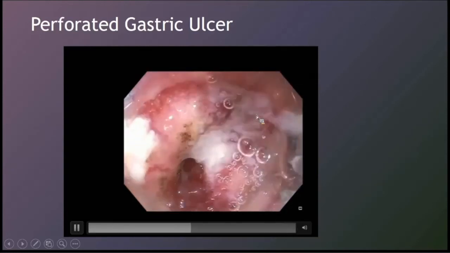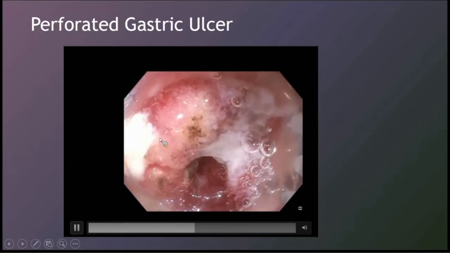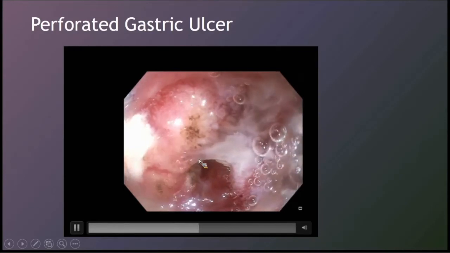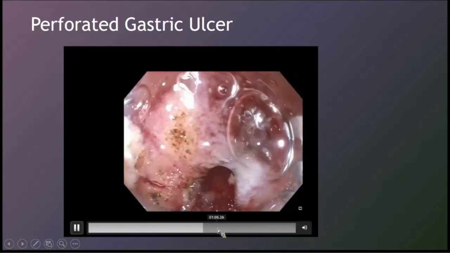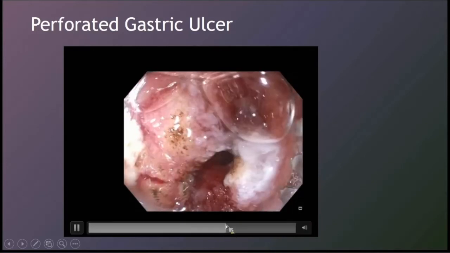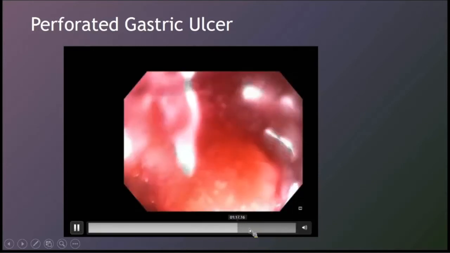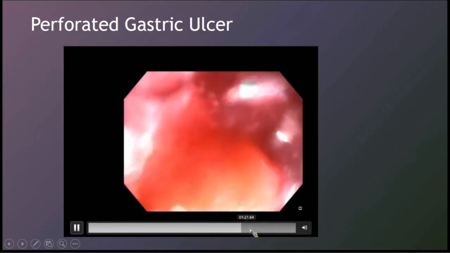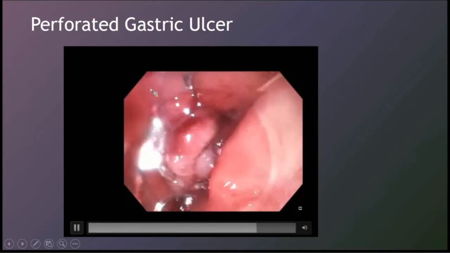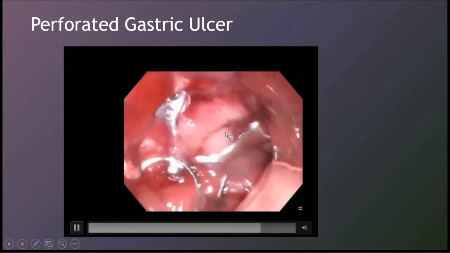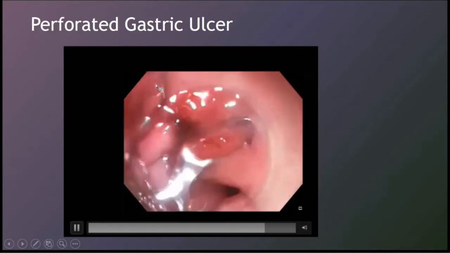So what we try to do is center ourselves over that perforation. And the idea is we're actually going to suck in the walls of that perforation. And as we do that, you can see the hole right there in the middle. We're centered very nicely. We're going to suction all of that in, and we throw this clip down. You can see the metal edges of the clip here.